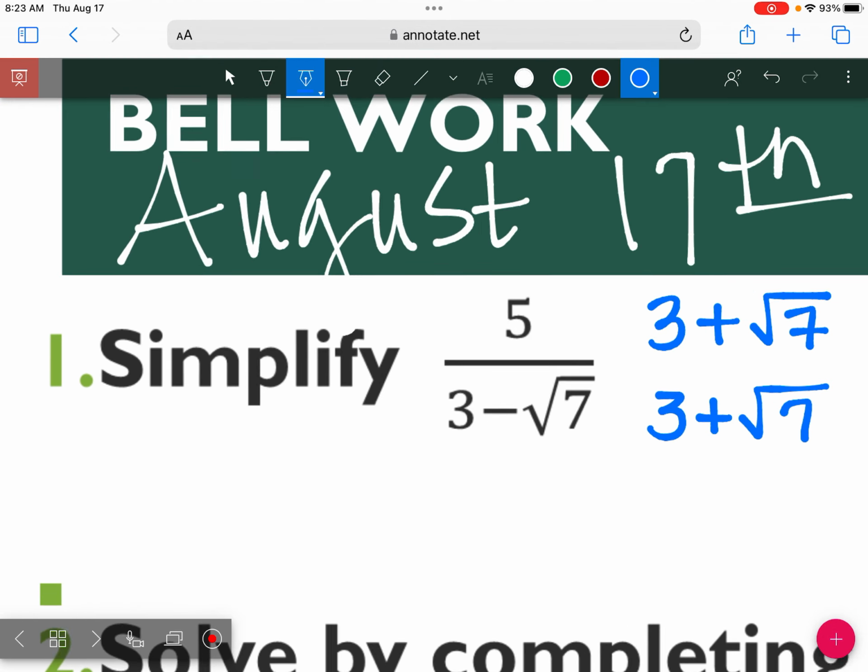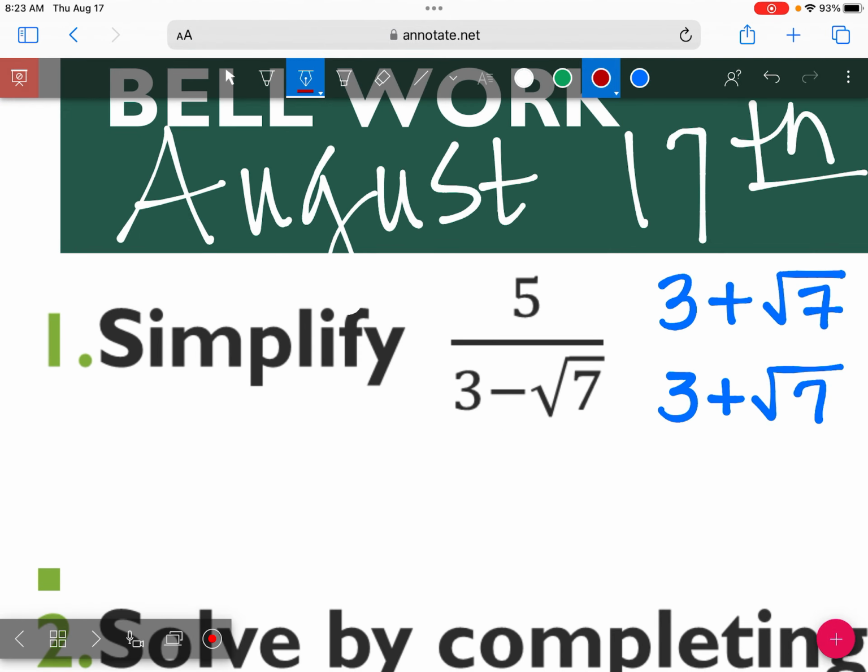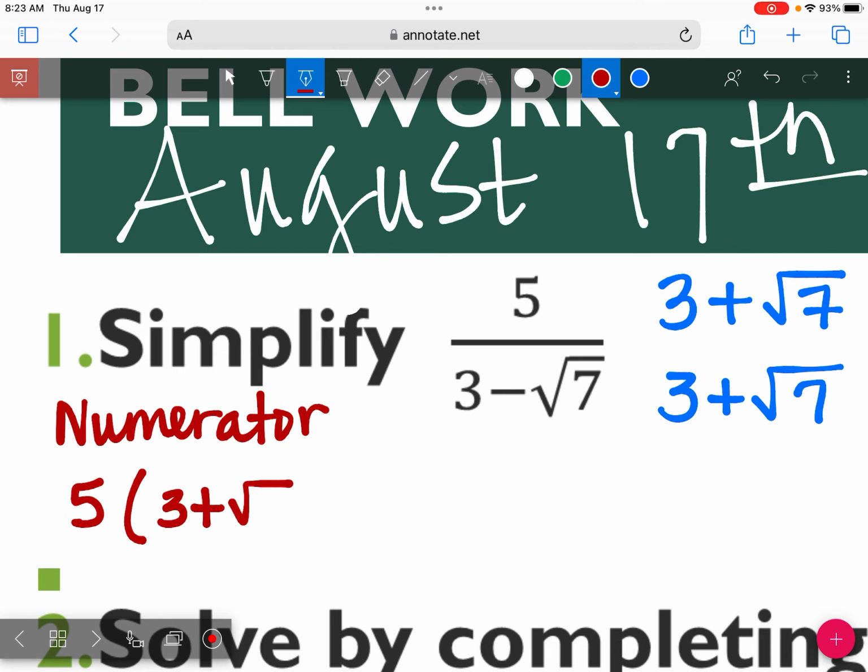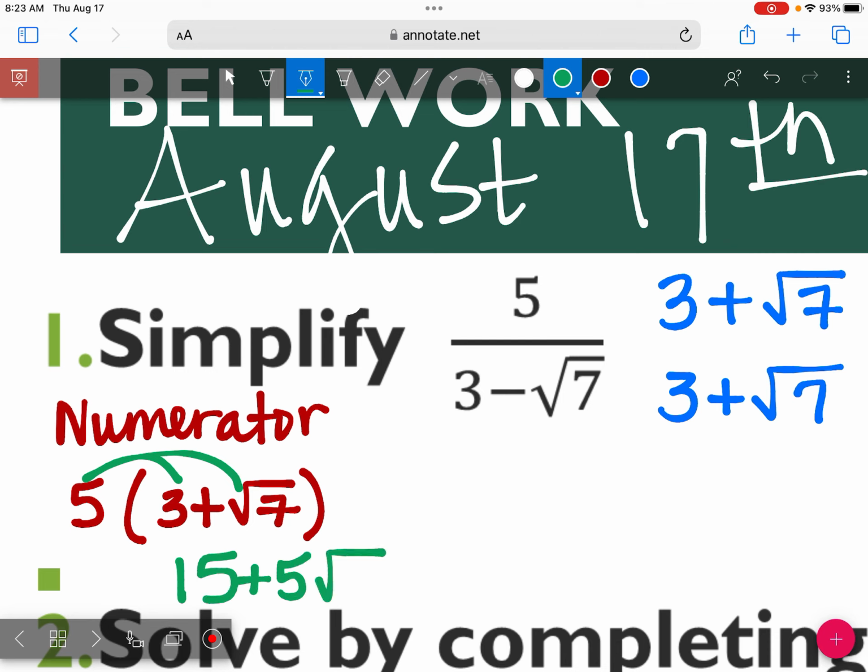So for the numerator, we have 5 times 3 plus root 7. And when you distribute that 3, you end up with 15. 5 times 3 is 15 plus 5 root 7. So that's my numerator.